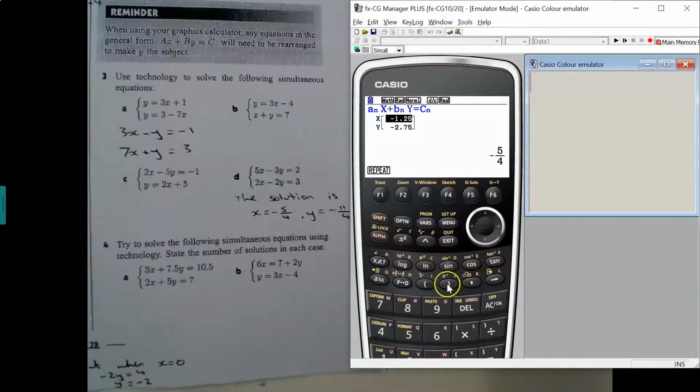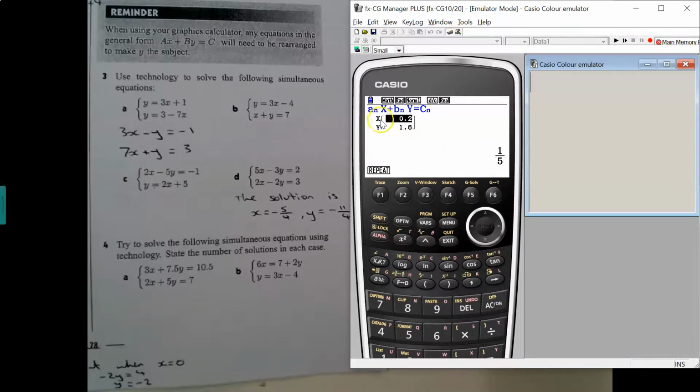So if I want to get out of this screen, I just click exit. Now, you can just overwrite what's in here by typing over them. So let's look at equation 1. What's my coefficient of x? Good, 3. What's my coefficient of y? Good, -1. What's my constant on the other side of the equation? -1. Then what's my coefficient of x? 7. What's my coefficient of y? 1. And what's my constant on the other side? 3. And let's solve it.